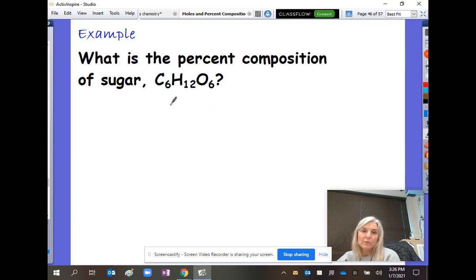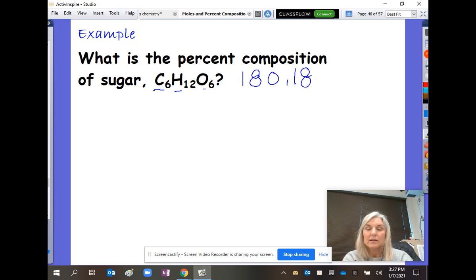So for this problem, you're going to find the percent composition for each of these elements. So we will need to first find the molar mass. By now, we should be able to do that. And so I'm going to save that step, and we're going to get our molar mass is 180.18. So that's the molar mass of this whole compound.